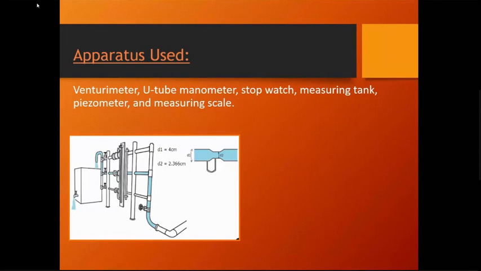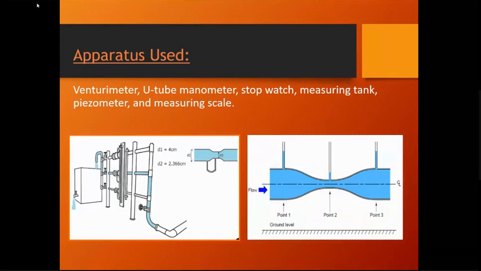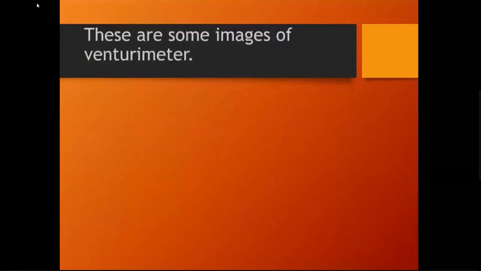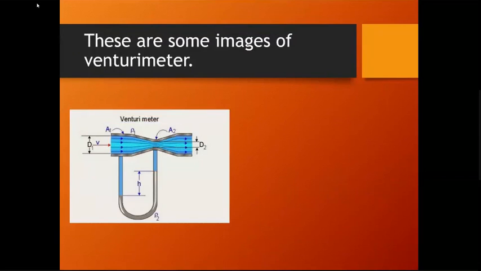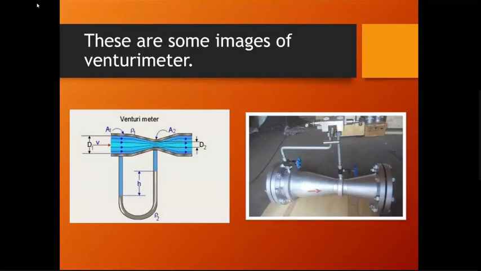So this is the apparatus used in our experiment: a manometer, stopwatch, measuring tank, piezometric tubes, and measuring scale. Next slide. So here are some more pictures of the Venturimeter. Next.